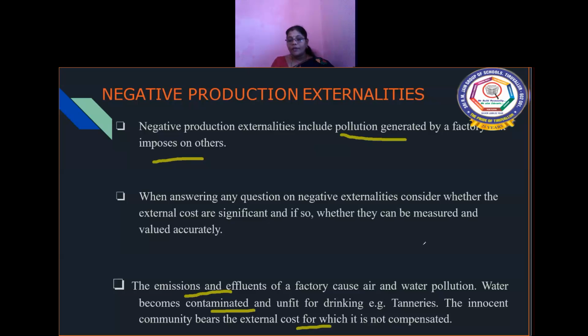Okay children, today we discussed externalities, positive production externalities and negative production externalities. Tomorrow we will continue with pollution.